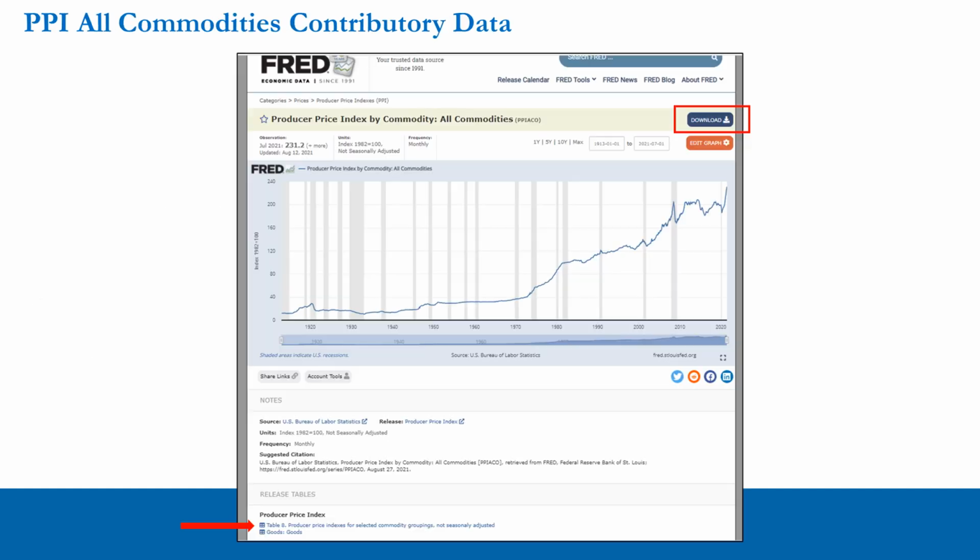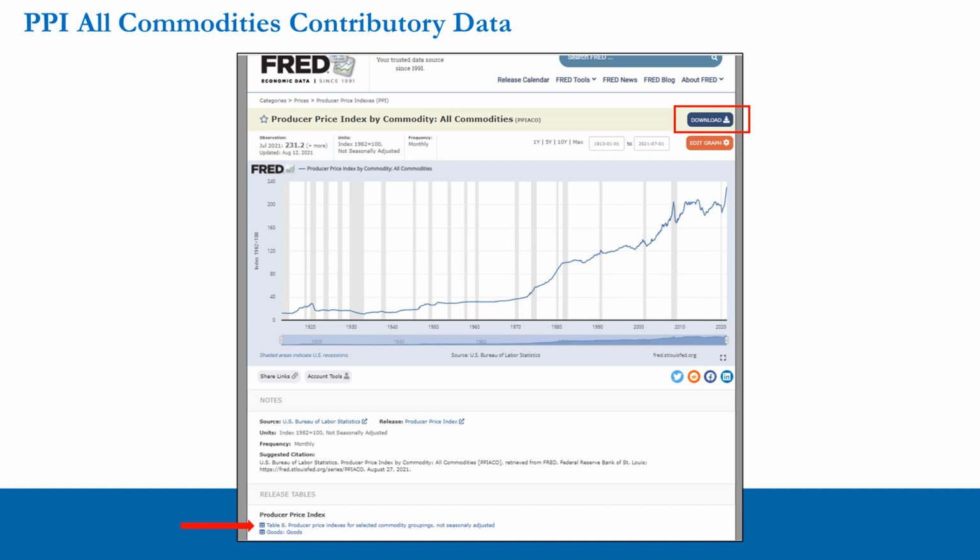Now, obviously, earlier in this video, we looked at the CPI and the PPI, so the Consumer Price Index and the Producer Price Index. And we're looking here in a bit more detail now at the PPI All Commodities Index, and we're going to look at the contributory data behind this number. If you look at the screen, you'll see at the bottom of the page a link that takes you from the FRED chart and the download data area on the FRED website for the PPI All Commodities Index.